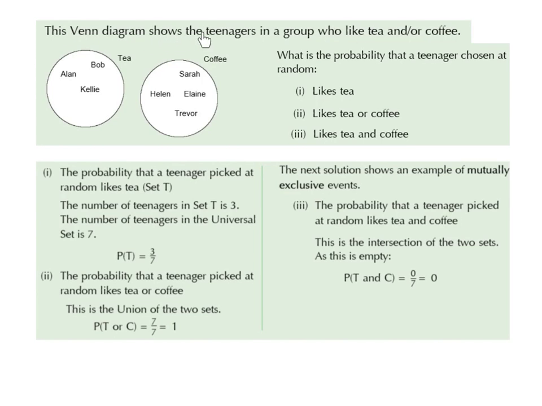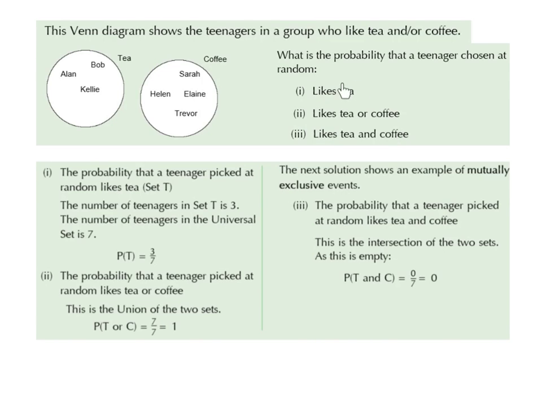This Venn diagram shows the teenagers in a group who like tea and/or coffee. So Bob, Alan and Kelly like tea. Sarah, Elaine, Trevor and Helen like coffee. What is the probability that a teenager chosen at random likes tea, or coffee, or likes tea and coffee?